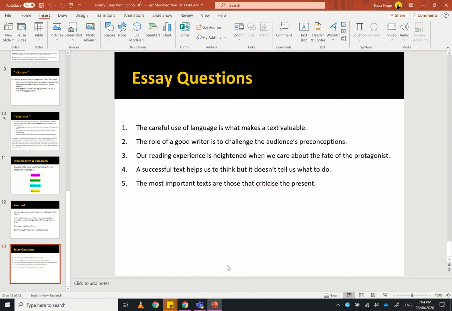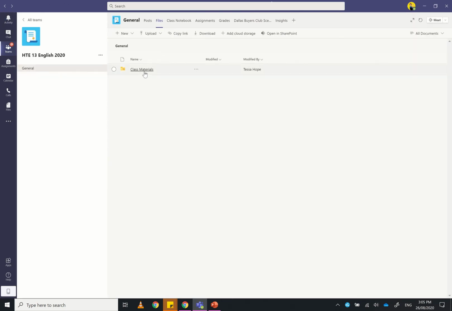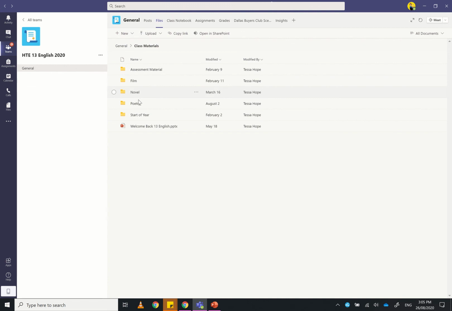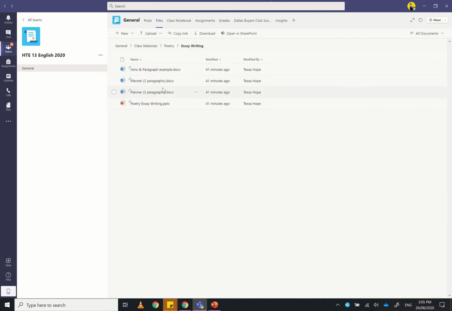So if you go back to Teams, class materials again, poetry and essay writing, you'll see here there are two different types of planners. One has 2 paragraphs, one has 3 paragraphs. I don't expect you to download these and write into them, but you can have them open next to you to help you follow the structure, depending on your argument. I'll have paper copies as well available for you.